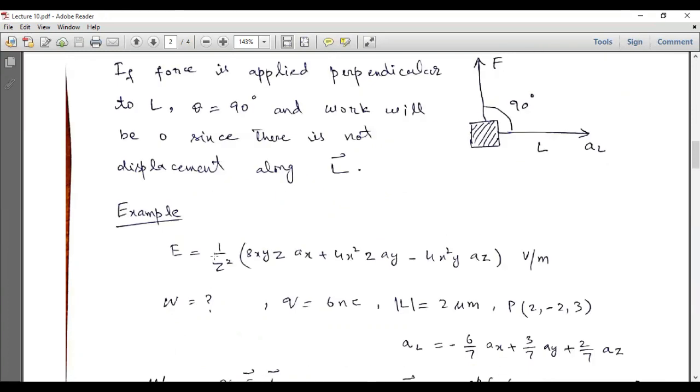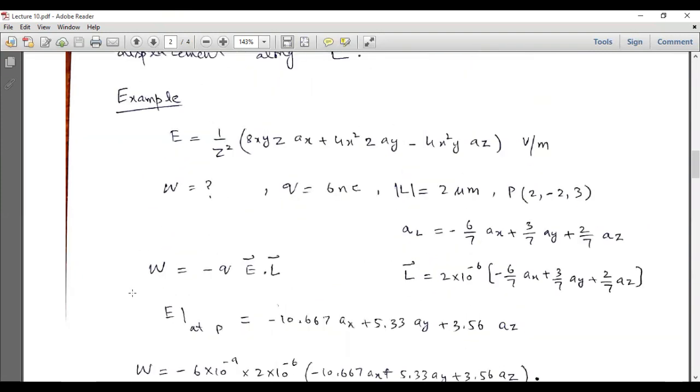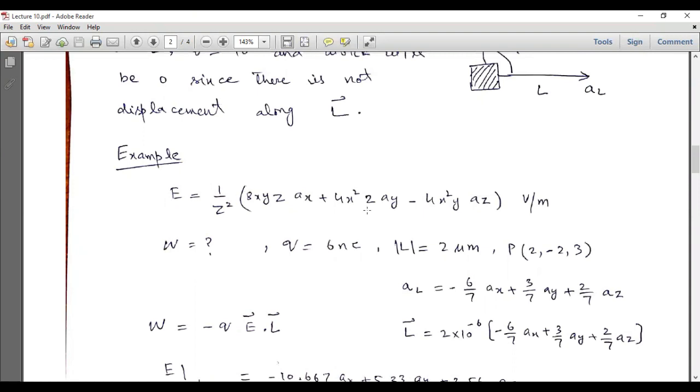Now we will solve an example to get a deeper insight into the concept of work. We are given an electric field expression in this example, and we have to calculate the differential amount of work. The magnitude of charge is 6 nanocoulomb, and this force is causing a displacement of magnitude 2 micrometers starting at this point, and the direction of this displacement is also given over here. So we can easily evaluate the displacement vector, which is equal to this magnitude multiplied by this unit vector.